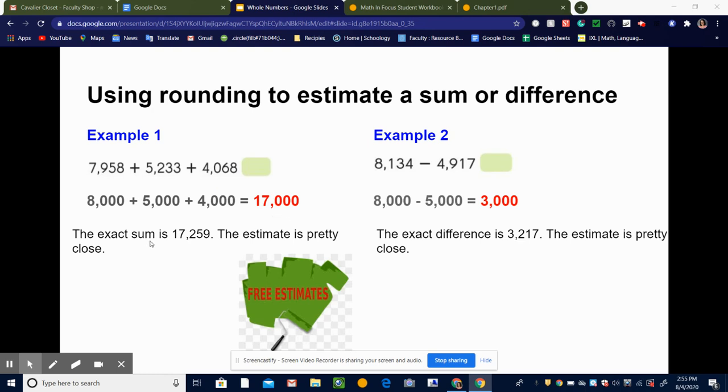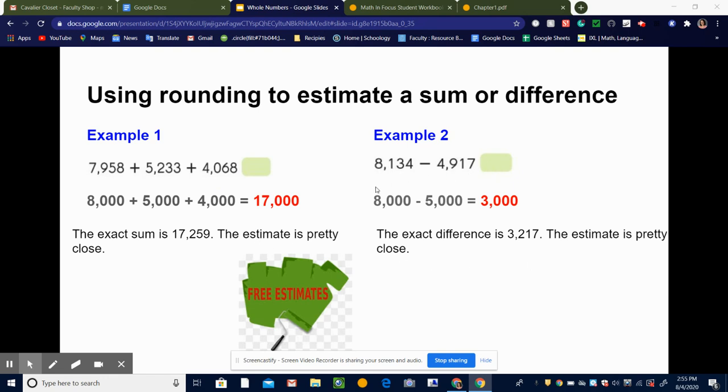If I were to actually add these numbers together, the exact sum is 17,259. So that means our estimate is pretty close. Remember, an estimate is just making the numbers easier to do in your head, and you're going to get something that's close if you do it correctly, but it won't be the exact sum.